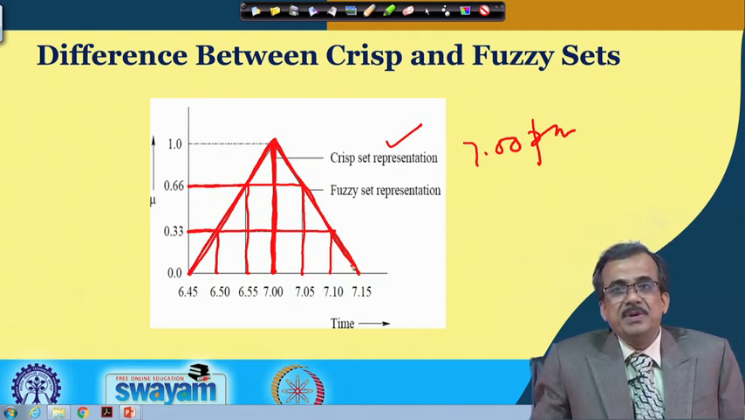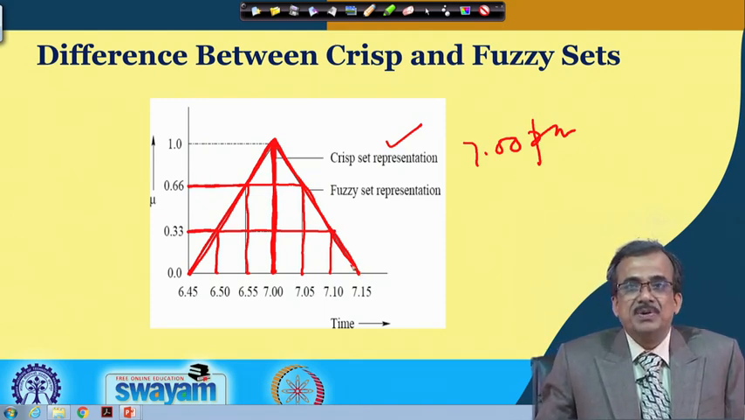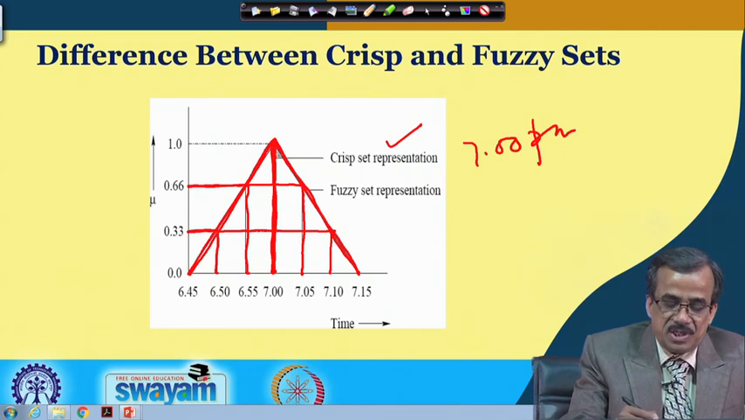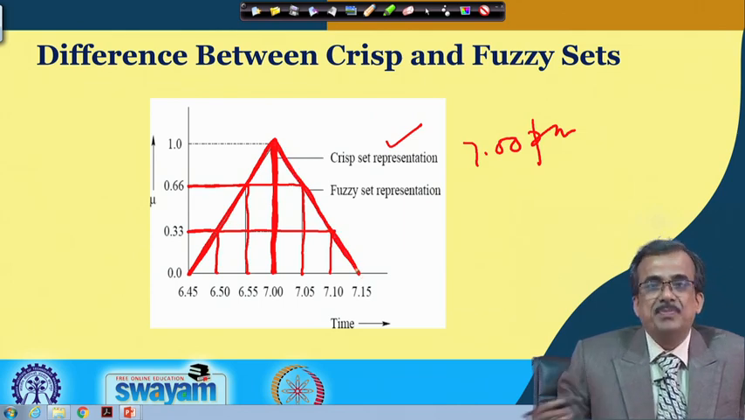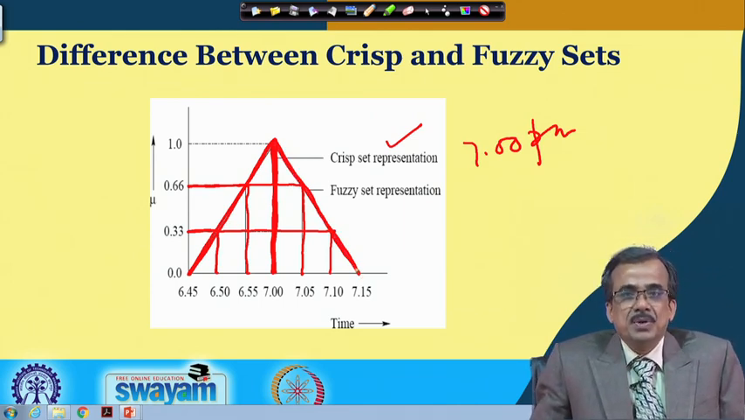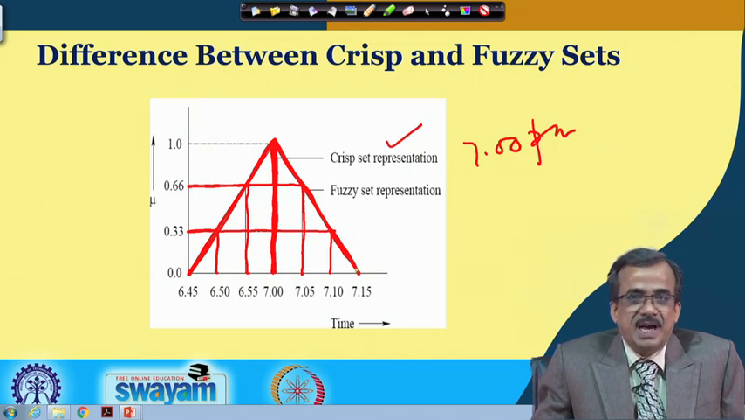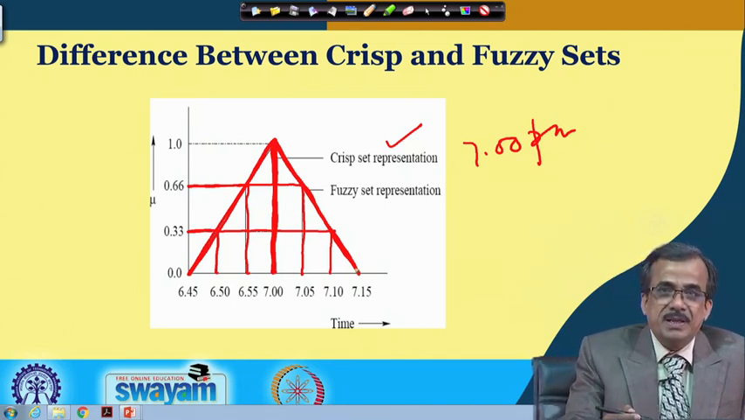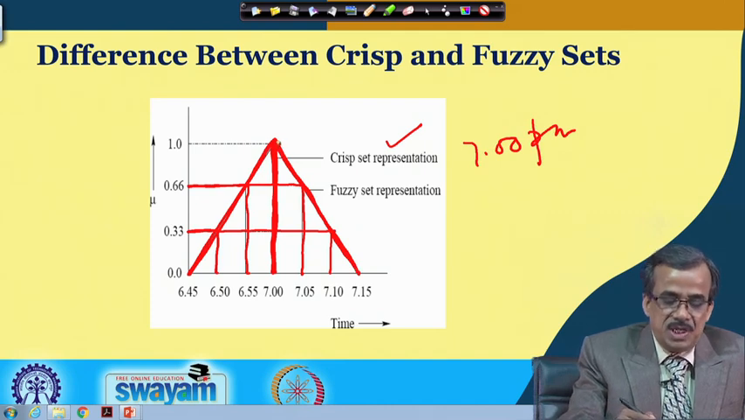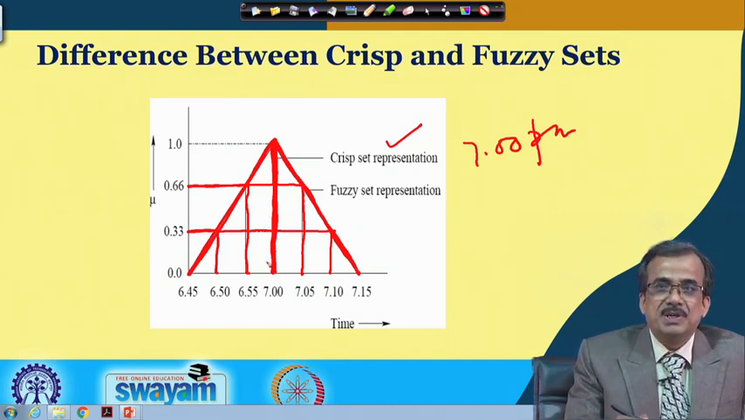Okay. Now, let me try to find out the difference between the classical set and the fuzzy set. So, this is the crisp set representation for 7 p.m. and this is the fuzzy set representation for 7 p.m. Now, my query is which one is more practical? We know it is a bit difficult to join the party exactly at 7 p.m. So, if I say that I will have to attend the party at 7 p.m., so this particular distribution for 7 p.m.